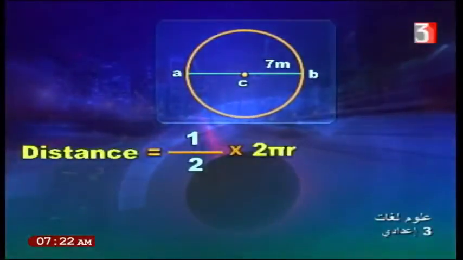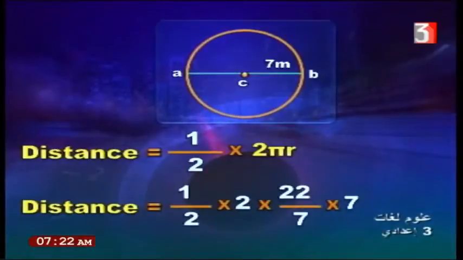Distance equals half times 2 pi r, where 2 pi r is the total circumference of the circle. So the distance equals half times 2 times 22 over 7 times 7. So the total distance when the object covers half of a circumference equals 22 meters.